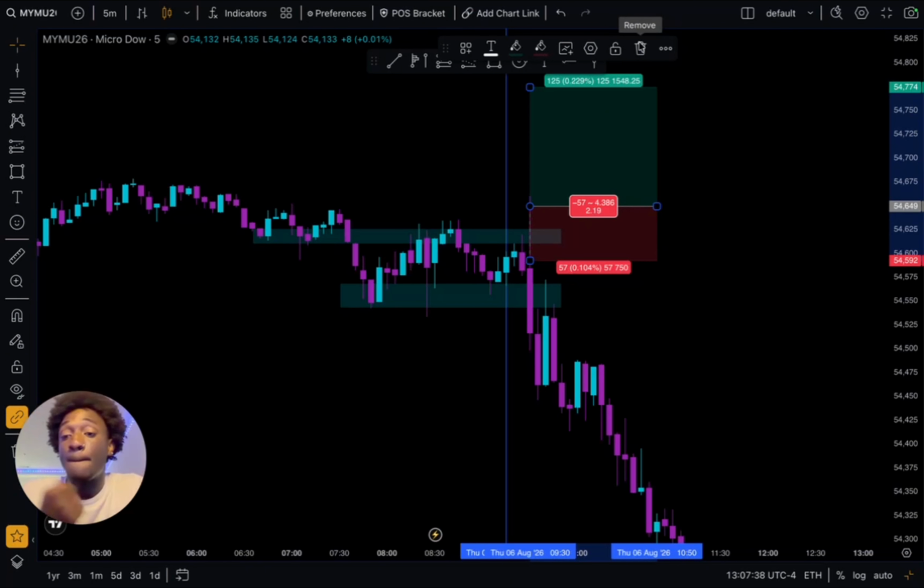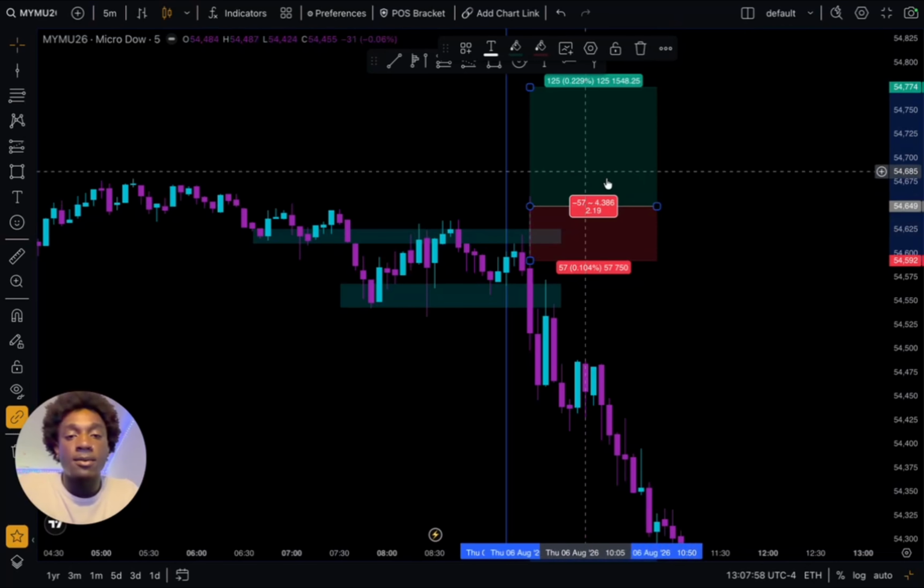Now, let's say I risk $1 and I make two times, right? I'm gonna have $2 on top of the $1 that I was risking. So now I just made back my loss plus an extra dollar. You see what I'm saying? That's what risk management is.